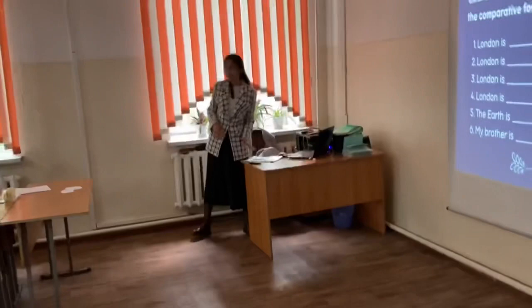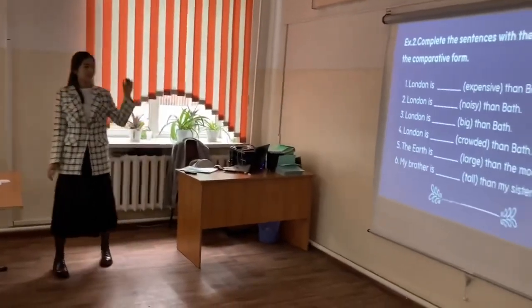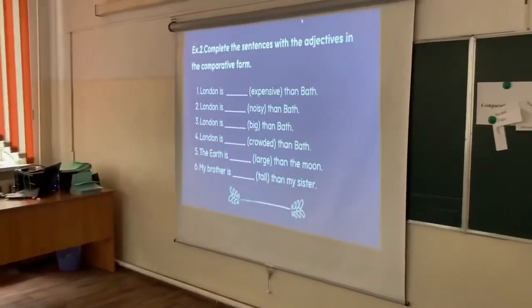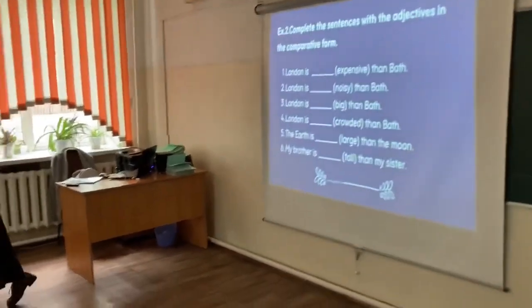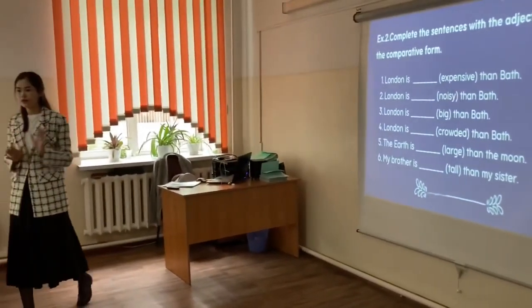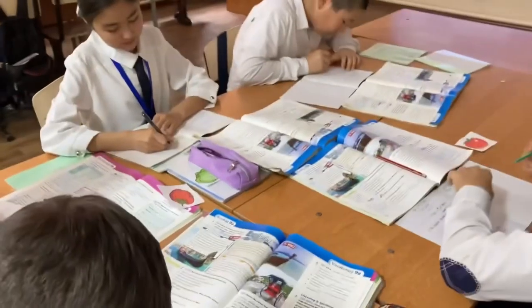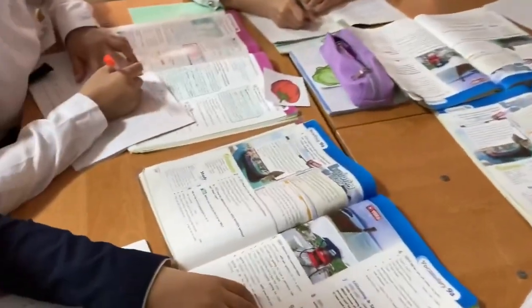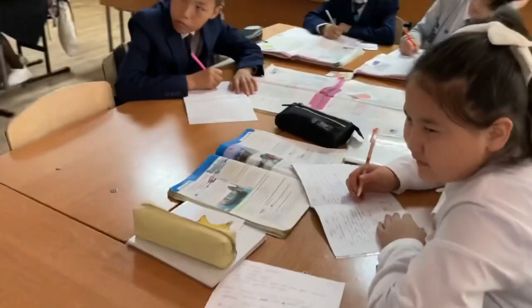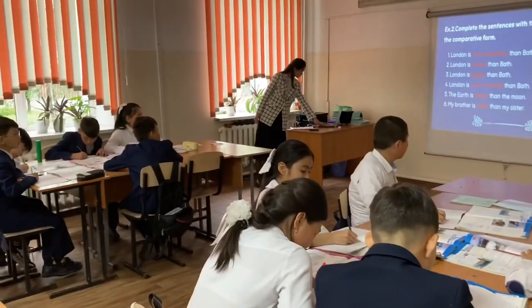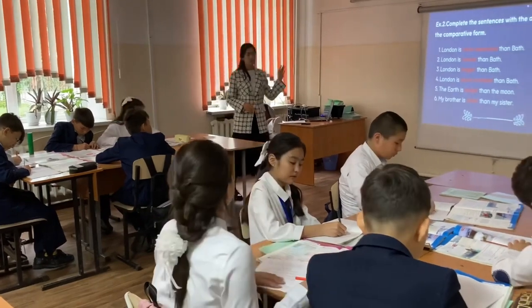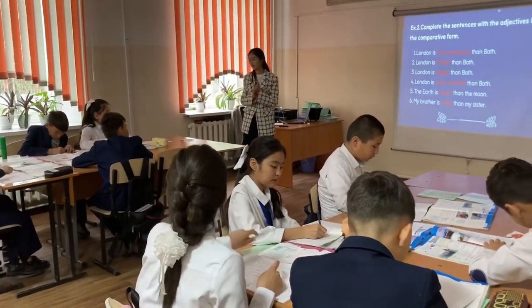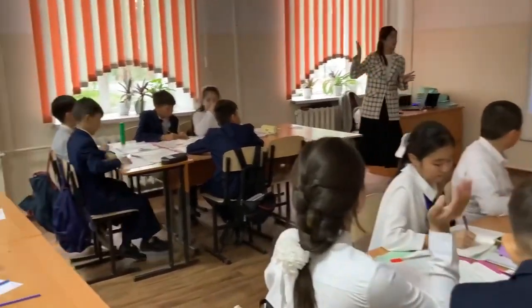Next exercise. Exercise 2. Complete the sentences with the adjectives in the comparative form. You do this exercise in your copybook. I'll give you 5 minutes. Let's check. First sentence. Who has the answer? Read, please. Miramir.